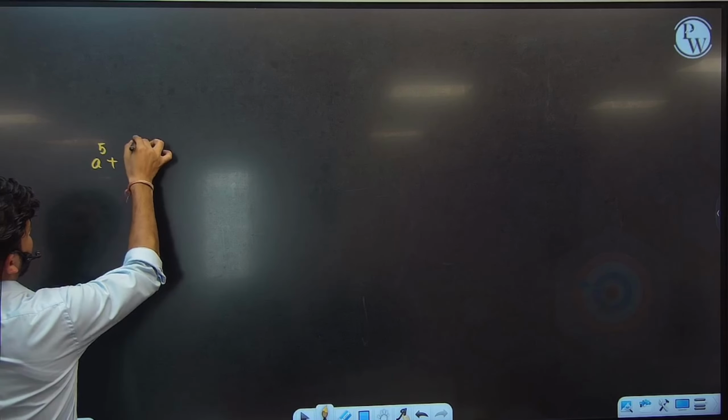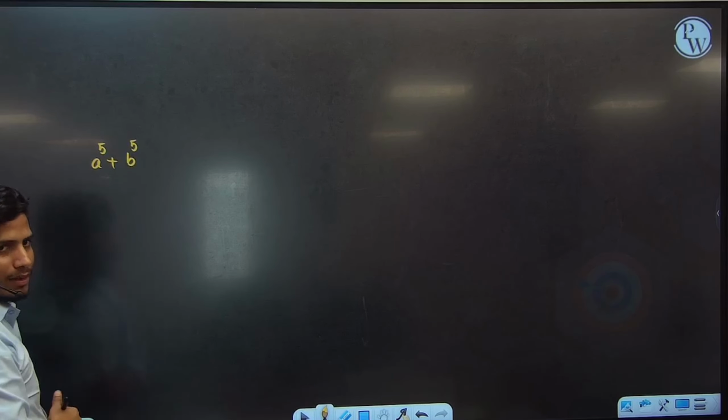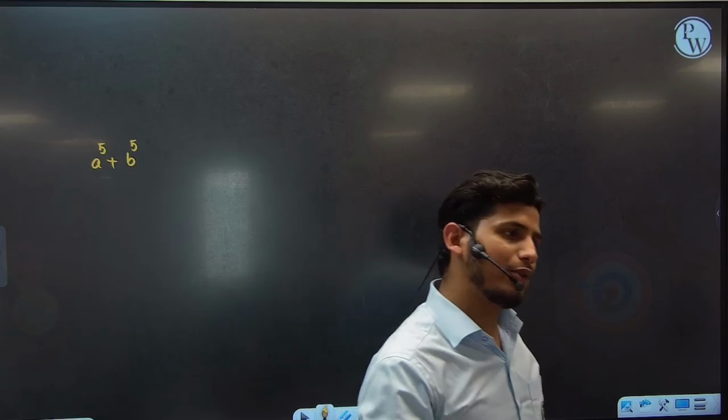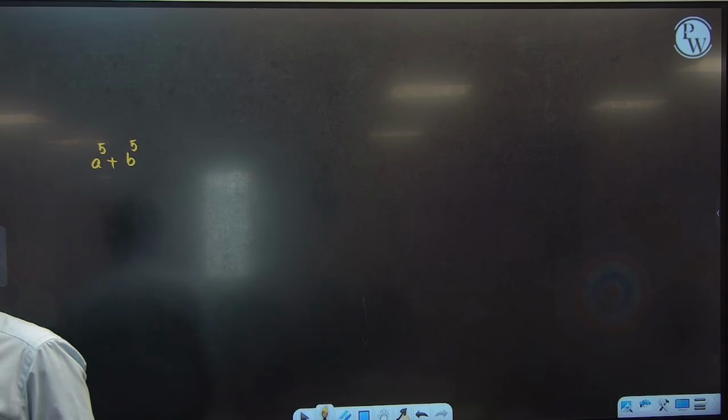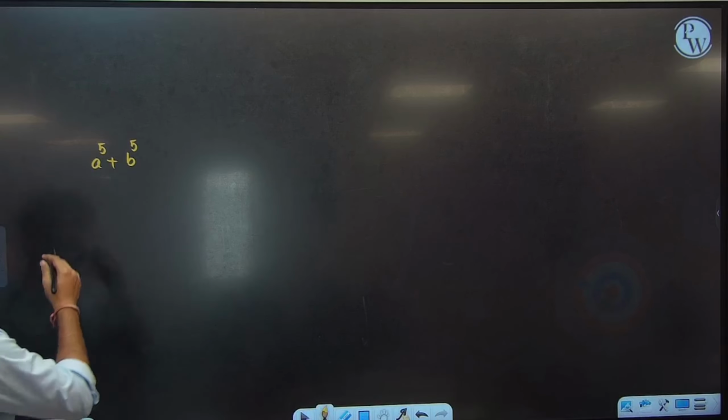Okay, tell me, we want to derive the formula a to the power 5 plus b to the power 5. What will be the steps which you follow? Tell me. a to the power 5 plus b to the power 5.